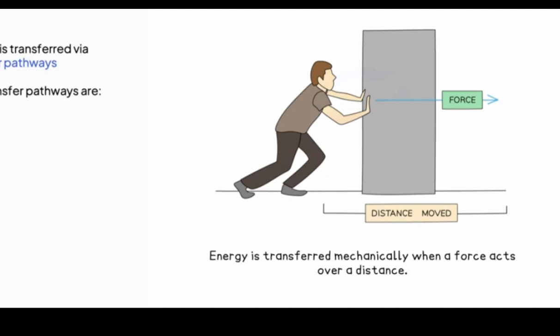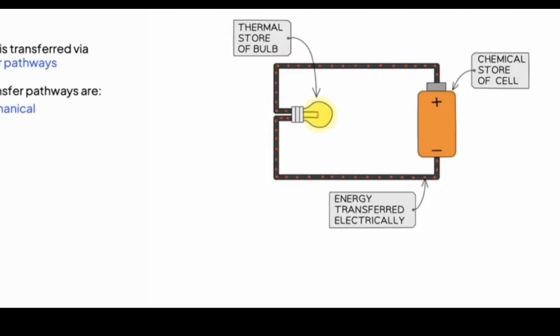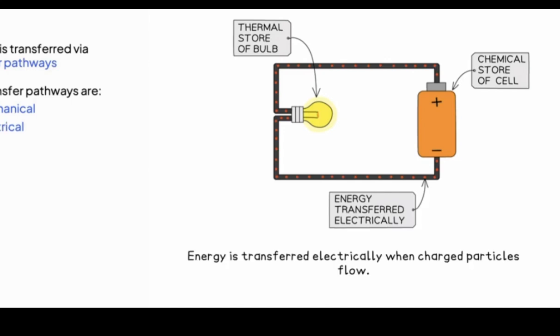When a force acts over a distance, energy is transferred mechanically. The mechanical work done is equal to the energy transferred. When charge flows around a circuit, energy is transferred electrically from the cell to the components. The electrical work done is equal to the energy transferred.